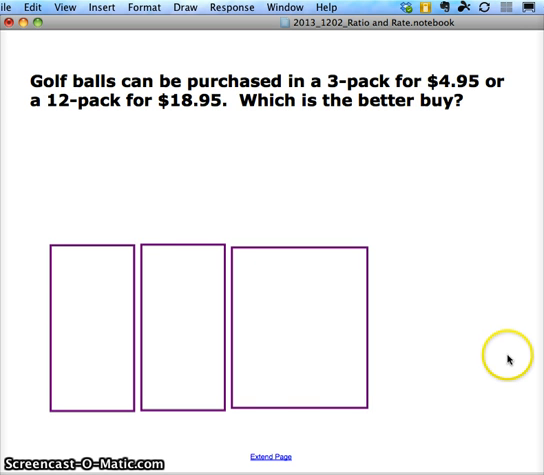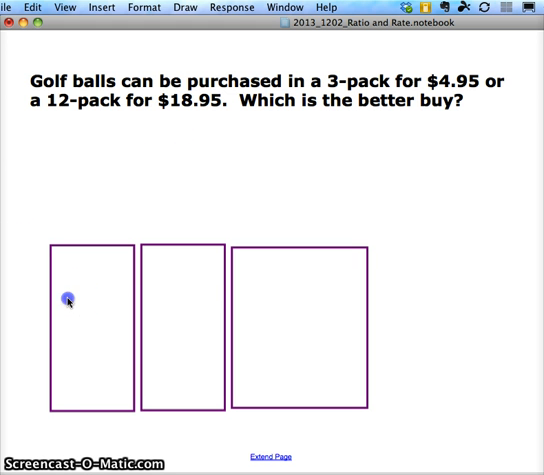So try one of these on your own. I think some of you play golf. So golf balls can be purchased in a 3-pack for $4.95 or a 12-pack for $18.95. And which is the better buy? So pause for a moment. What I want you to do is set up your two unit price comparisons, then do the division, and then determine the better buy. And then come back in and we'll check.